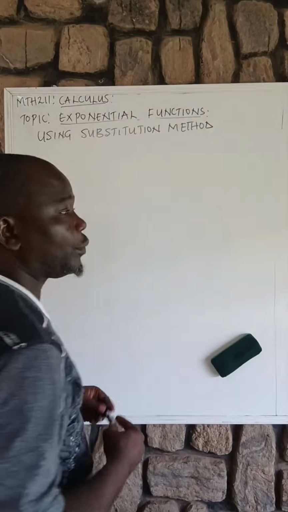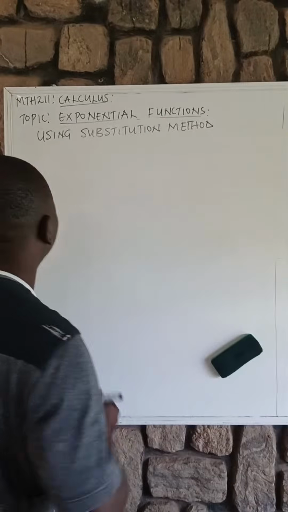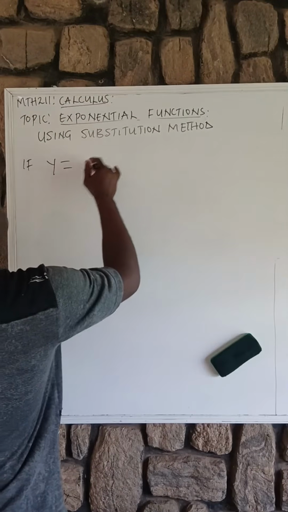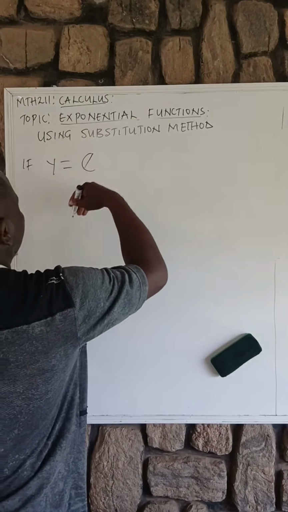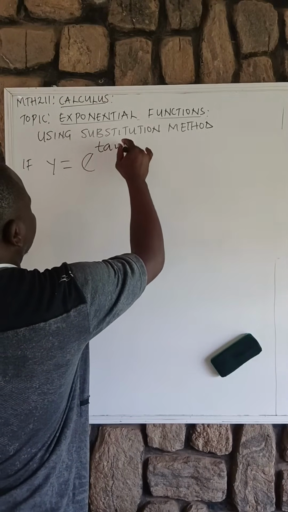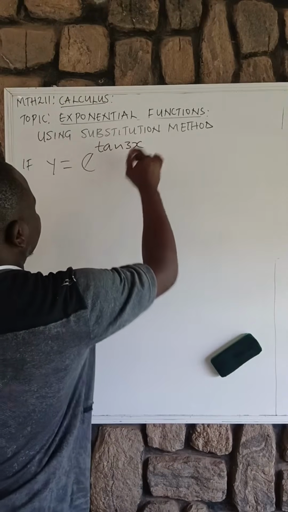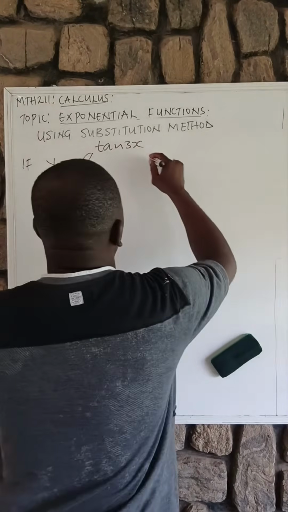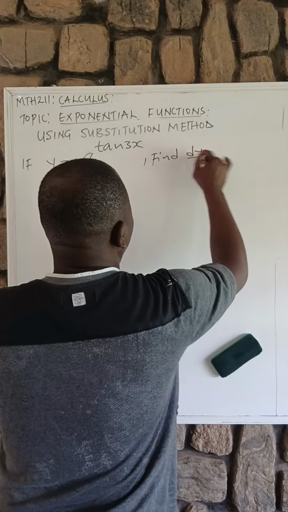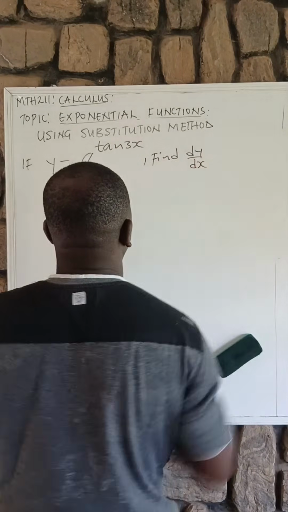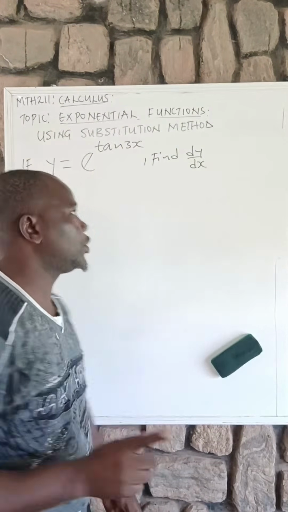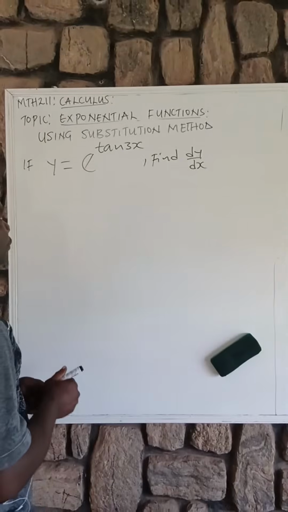So now we want to use substitution. If y is equal to exponential tan 3x, find dy over dx. Is that clear? So now they said you should use substitution. This is what you are going to do.